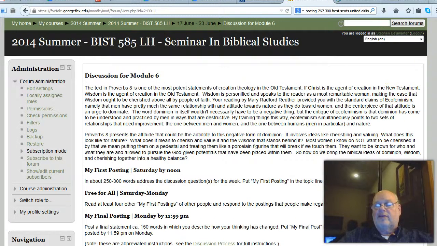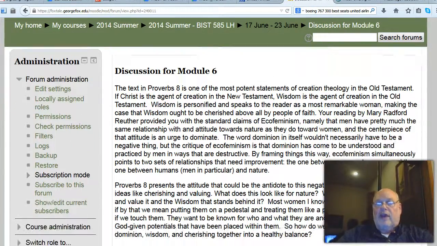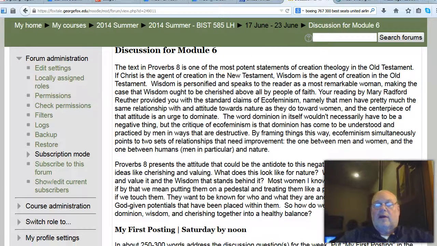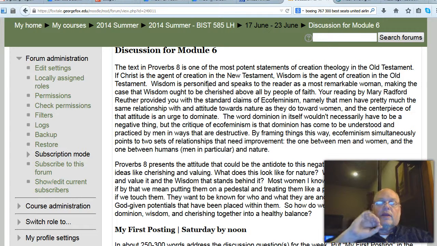Again, the discussion tries to connect up the inductive studies and the reading you did. So let me just work through this. The text in Proverbs 8 is one of the most potent statements of creation theology in the Old Testament. If Christ is the agent of creation in the New Testament, wisdom is the agent of creation in the Old Testament. And wisdom is personified in Proverbs 8 and speaks to the reader as a remarkable woman, making the case that wisdom ought to be cherished above all by people of faith.